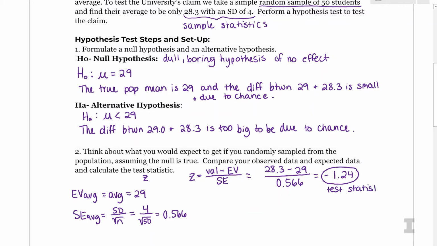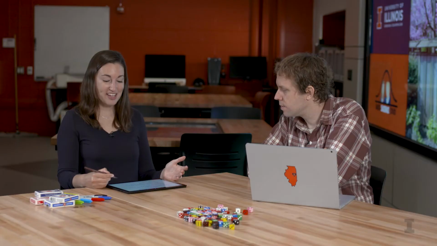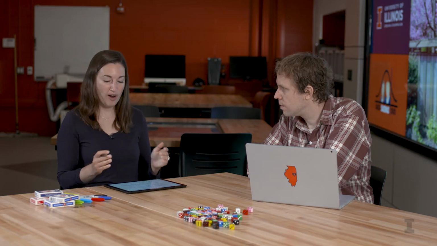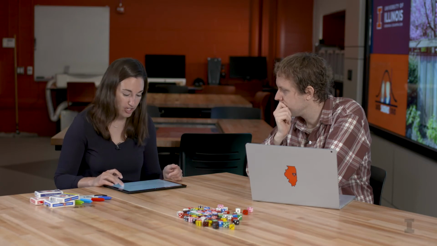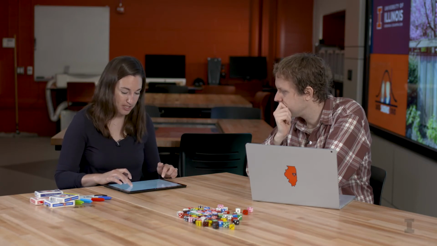And to interpret this, what it's telling us is that if we got a sample average of 28.3, we are actually 1.2 standard errors below the expected value. So we are below the expected value. We know exactly what our test statistic is. Now the question is, how does that help us answer the original question of, was the university inflating their average? And that's where step 3 comes into play.